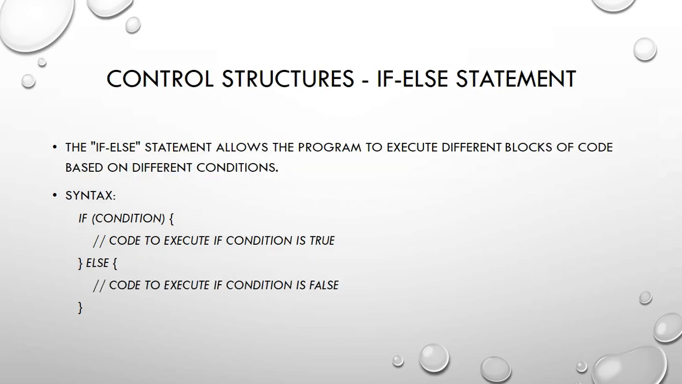Another control structure is the if-else statement. It allows the program to execute different blocks of code based on different conditions. The syntax is: if a condition is true, a certain output will be shown. Else, if the condition is false, a different output will be seen.